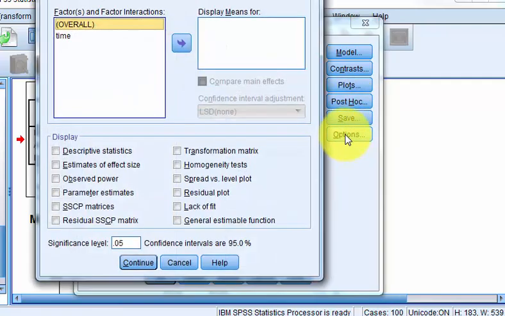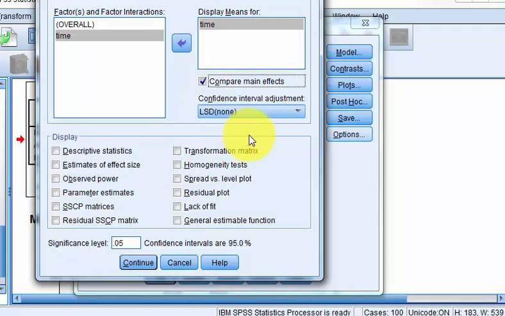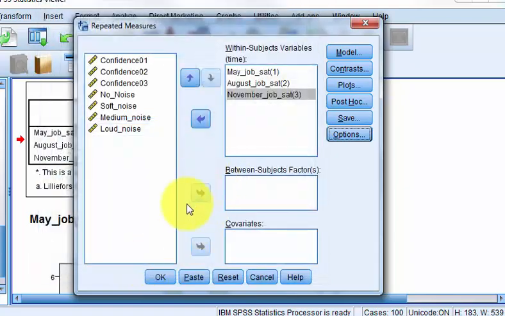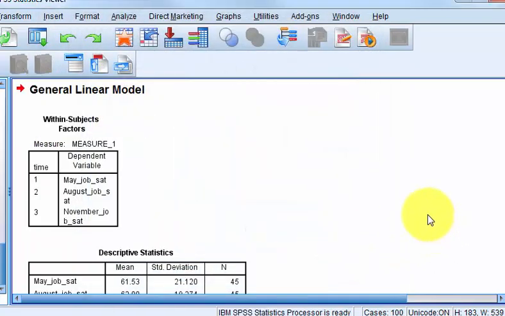Let's do options first. We'll click in time. We'll do the compare the main effects. And again, we're just going to use the LSD. Descriptives, effect size, power. There are no homogeneity tests here, even though the homogeneity of variance test has been subsumed by the test of sphericity. And let's just see what the answers are.